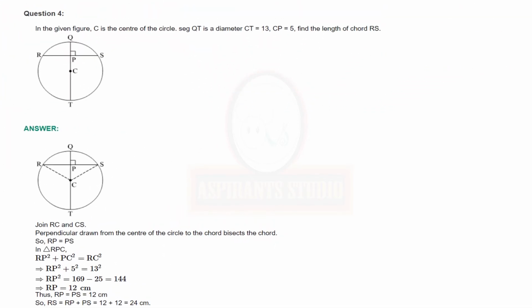Now coming to question number 4. In the given figure, C is the center of the circle. Segment QT is the diameter. CT is equal to 13. CP is equal to 5. Find the length of chord RS. Draw the figure with the construction. The construction is you are joining RC and CS.